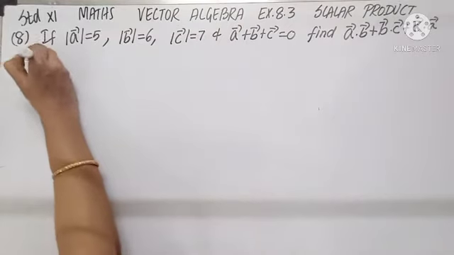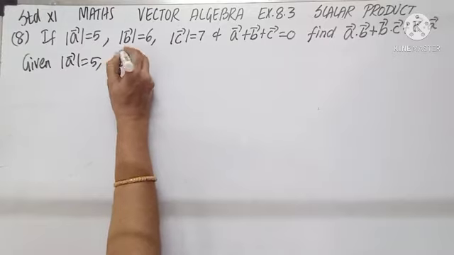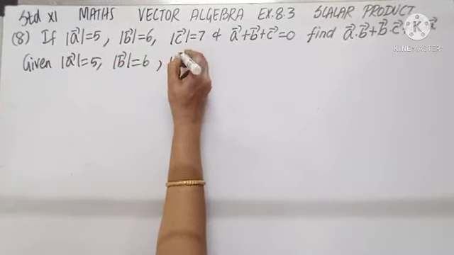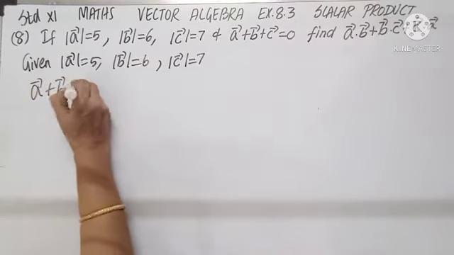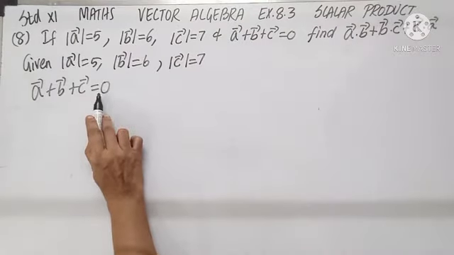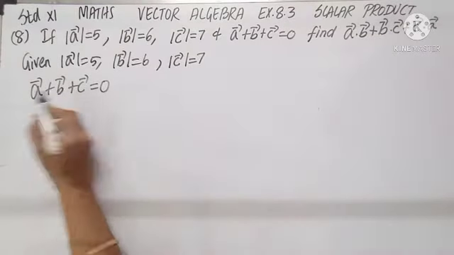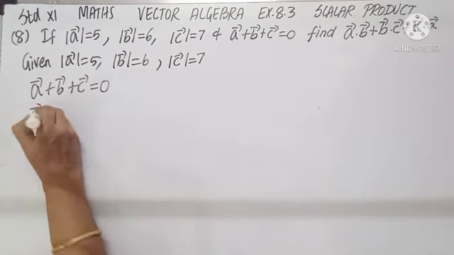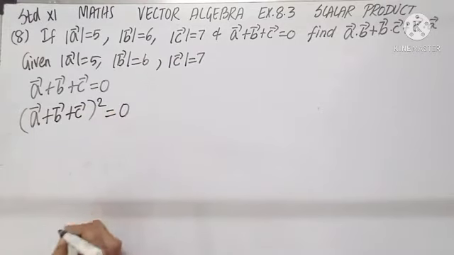Question number 8 given. Modulus of A is 5, modulus of B is 6 and modulus of C is 7. Also, vector A plus B plus C equals 0. We need to find A dot B plus B dot C plus C dot A. Given A plus B plus C 0 and we want dot of each of the two vectors. Let us square on both the sides. We get A plus B plus C the whole square is 0 square, which is 0.